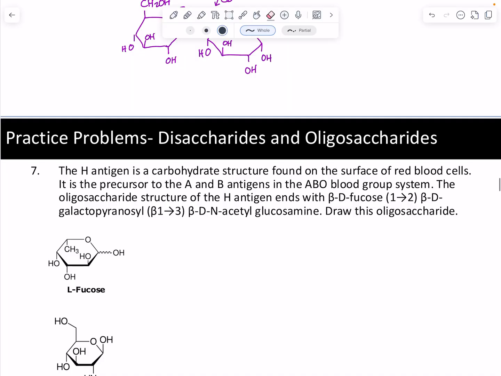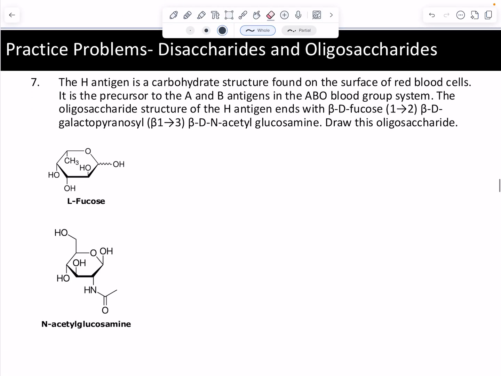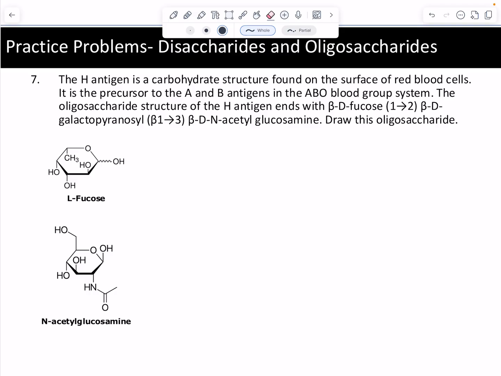All right, so now let's talk about the H antigens. This is what we talked about in class or in the previous video on blood typing. The H antigen is the precursor to our A and B antigens. The H antigen ends with beta-D-fucose 1 to 2 beta-D-galactopyranosyl, beta 1 to 3 beta-D-N-acetylglucosamine. Oh my goodness, that's a lot.